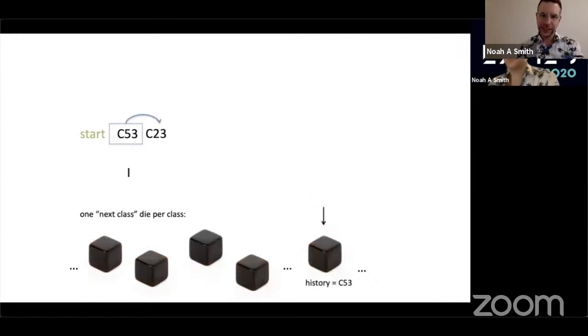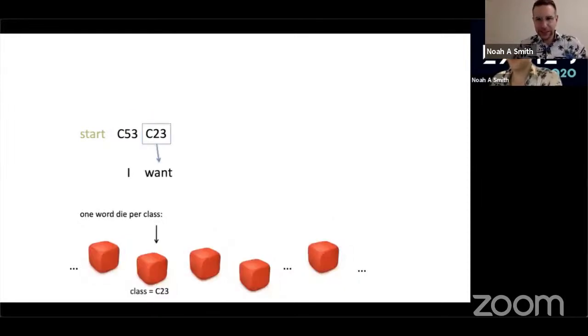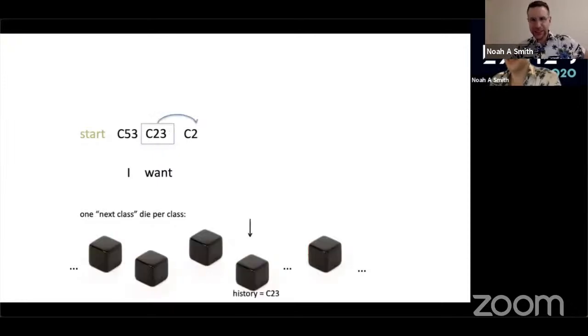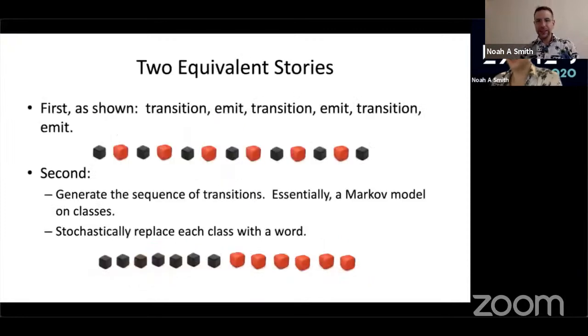And then we go back to the black dice, and we pick up the history equals C53 die. We roll it, and we get, say, C23. We pick up the C23 red die. We roll it. We get a word. We get want, and we repeat. We alternate between black and red, generating transitions and emissions as we go. So that's the technical language: the black dice are transitions from state to state, and the red dice are emissions from a state. We emit a word. And there are really two ways you can talk about it. The way I showed it is you alternate between black and red: transition, emit, and so on.